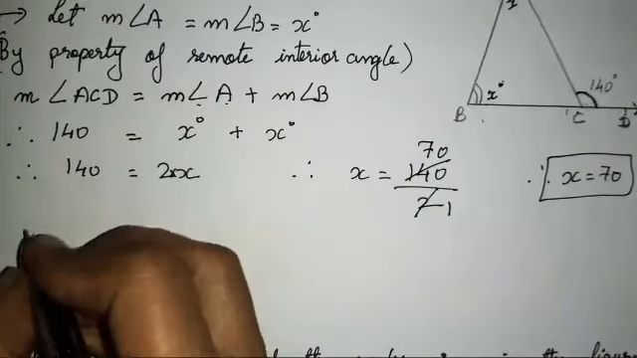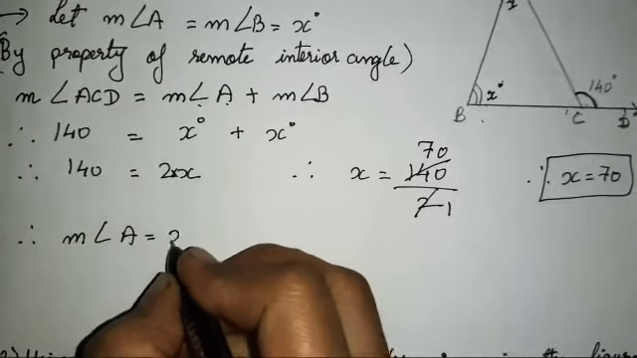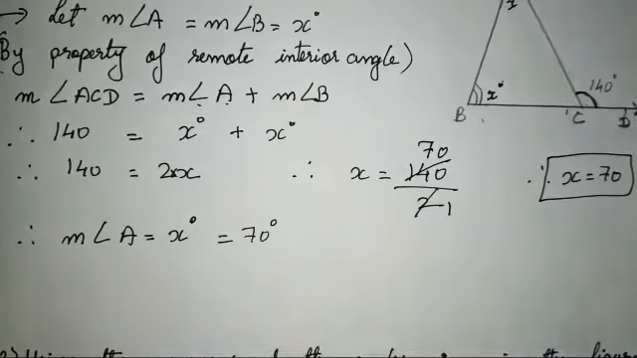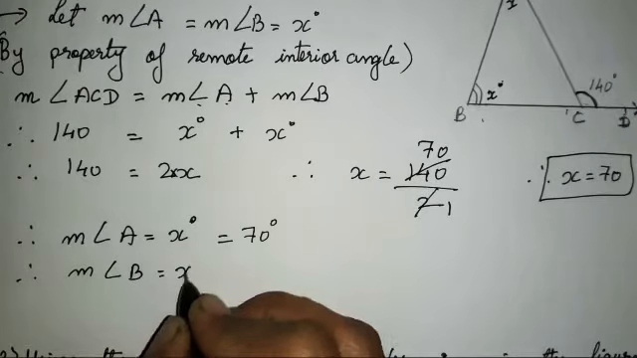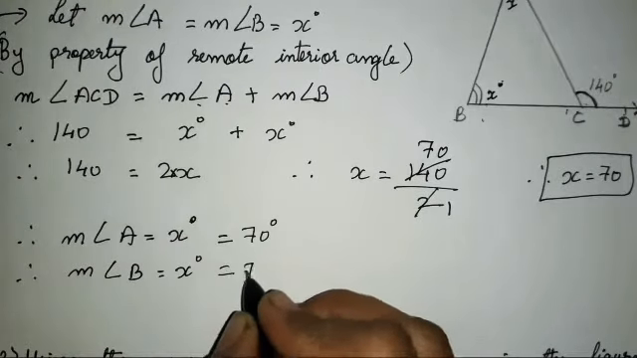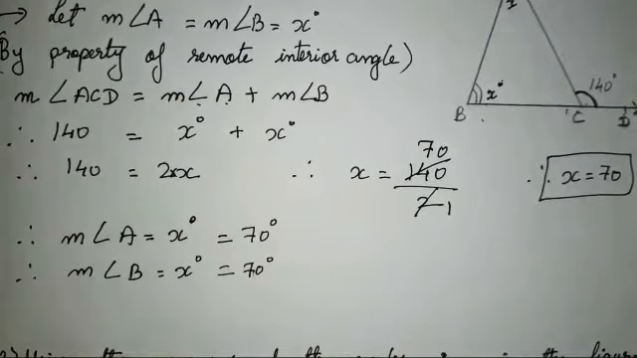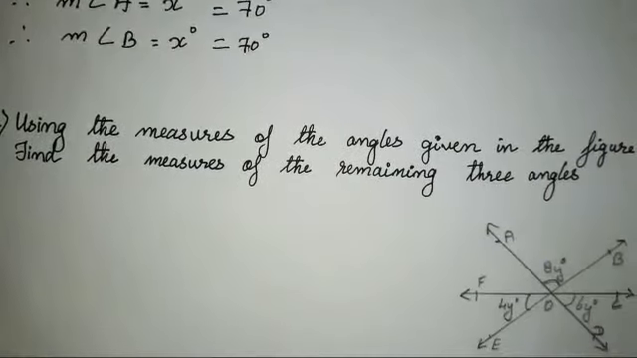Now, that means the measure of angle A is equal to x degree. X degree मतलब हमें कितना मिला, 70. Same, the measure of angle B is also x degree, which is 70 degrees. Okay, so we have got our answer. Isn't it easy? So this is the easiest way to find the angles.